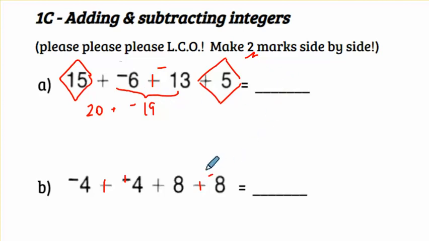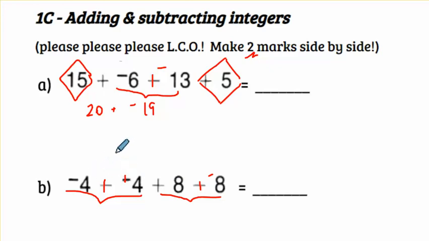For this one, it might actually be more efficient to leave them as they are, left to right. Because think about what happens when you have a negative 4 added to its opposite, a positive 4. Or what happens when you have a positive 8 added to its opposite, a negative 8? We've talked a lot about what happens when we put opposites together.